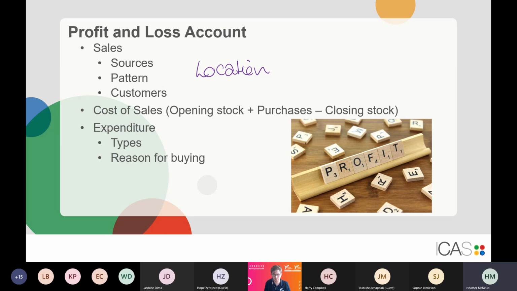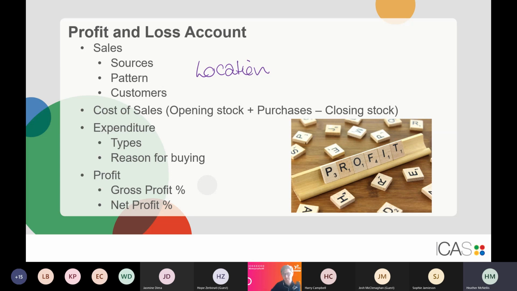So that's some of the things you want to think about with your expenditure. And last of all, when it comes to your profit and loss account, we want to think about profit. Now, I hinted at this, and there's two percentages which I think could be really useful to you all for analysing your profit and loss account.